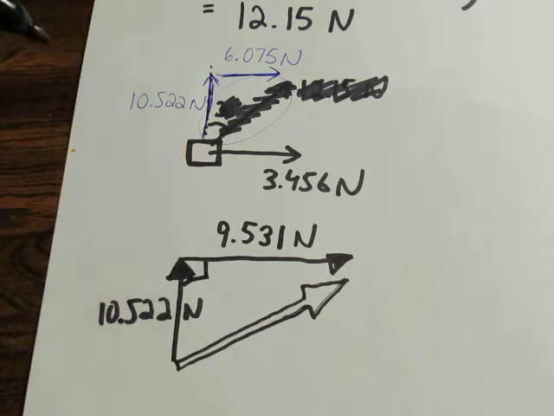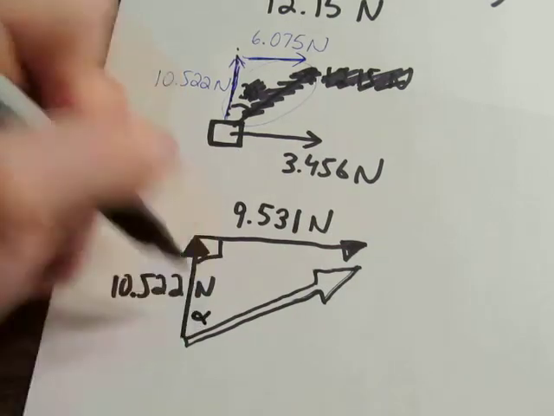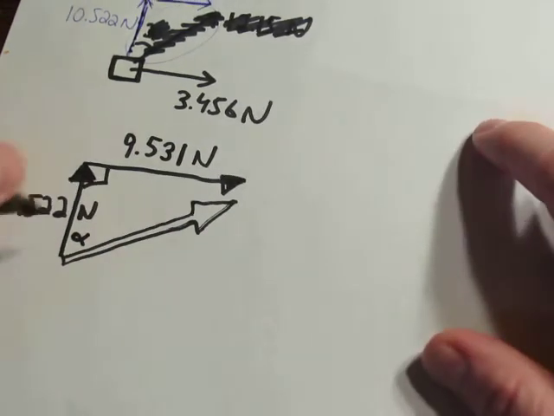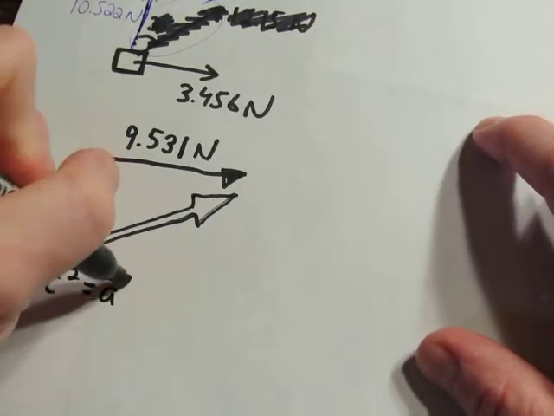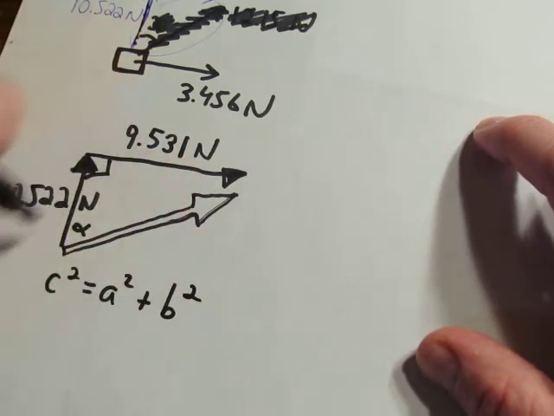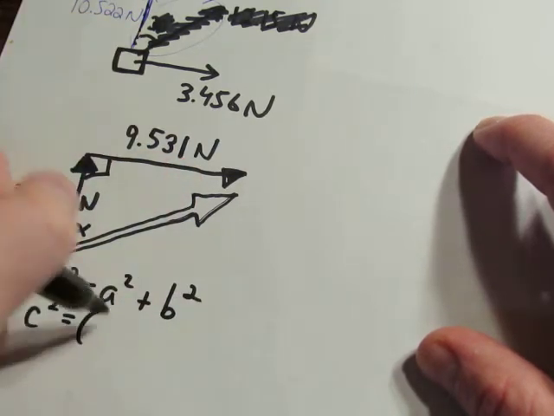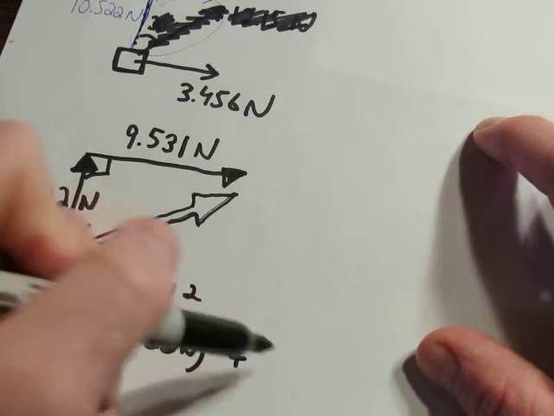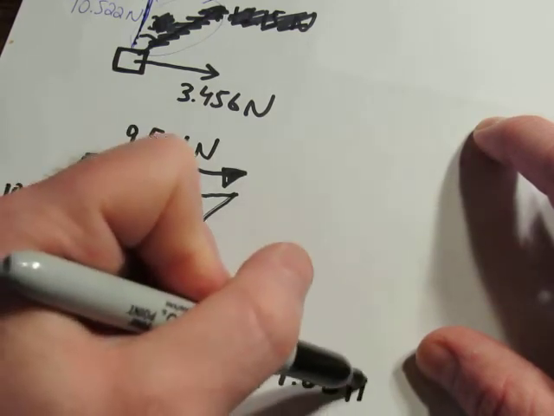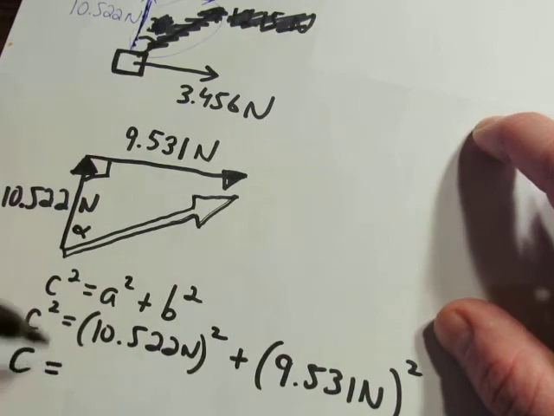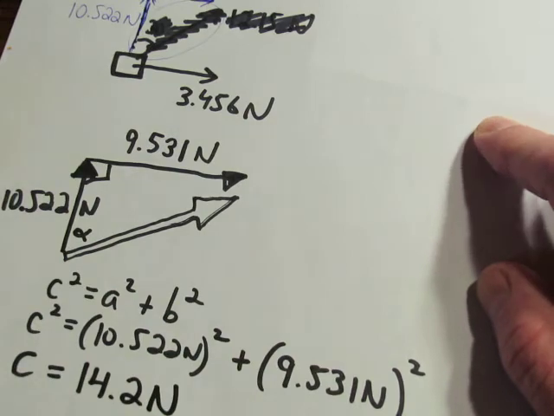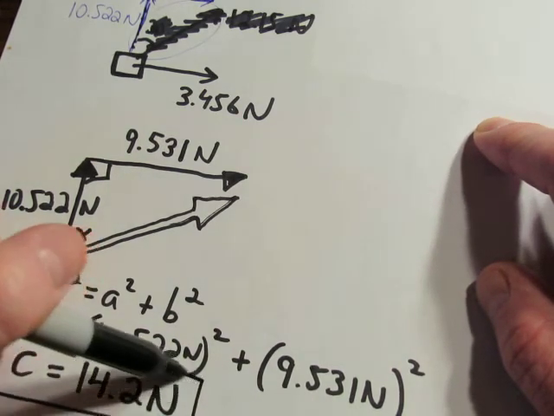And you need angles. You need to state in the end of these questions which direction they're in. So we're going to need this angle right in here. So do your standard work. This is a right angle triangle. Do Pythagorean theorem. C squared equals A squared plus B squared. Fill in these two values: 10.522 newtons squared plus 9.531 newtons squared. Take the root of that after you add them together, and you'll get a final answer of 14.2 newtons. So that is the magnitude of the answer.